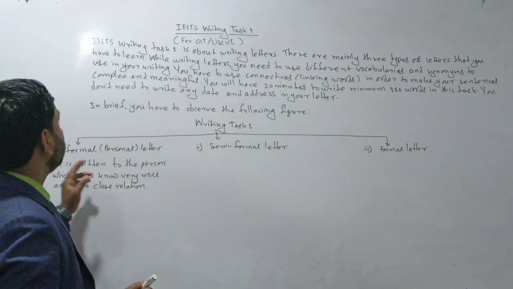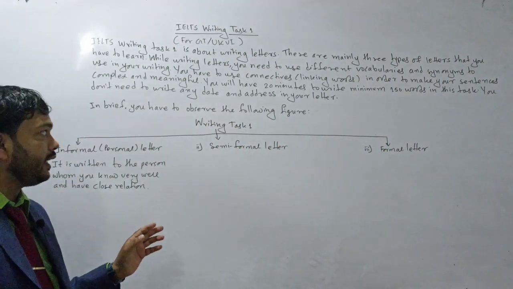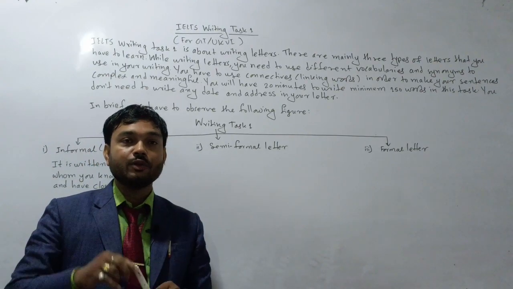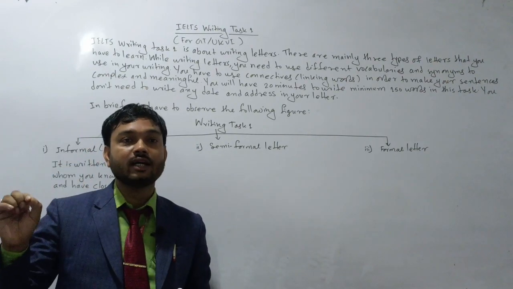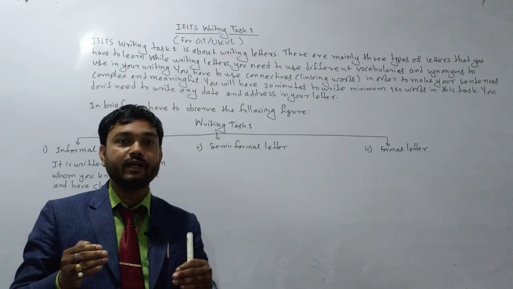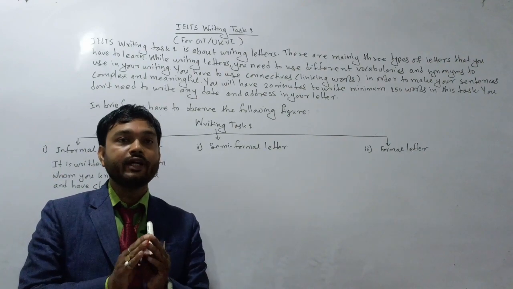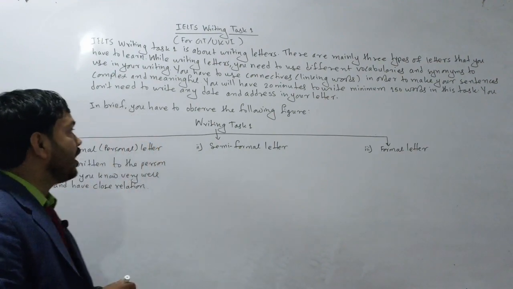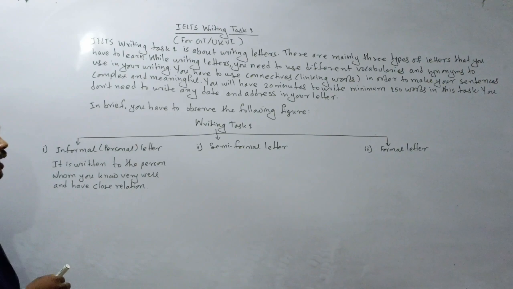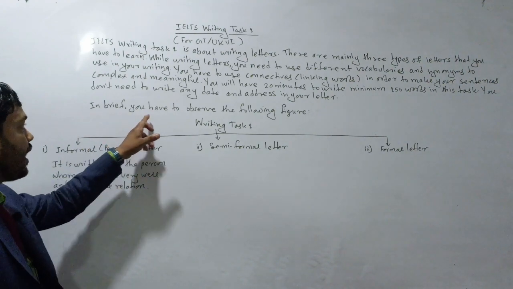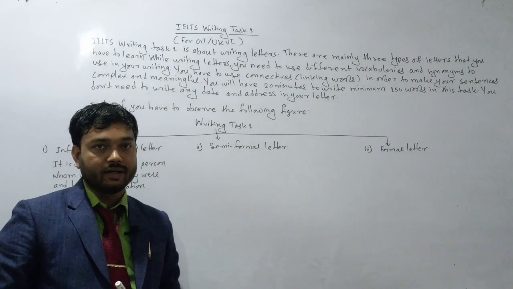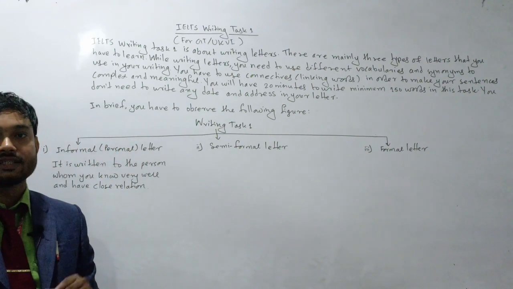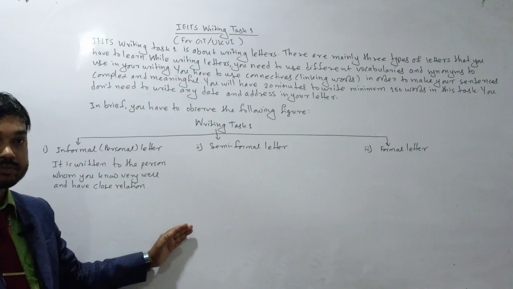In this task, you don't need to write any date or address of any person. You have to just explain the bullet points that appear in the examination, and you don't need to put any address or date of the person, right? Now, in short, you have to observe the following figure. This graph will show you convenient ideas about your writing Task 1.